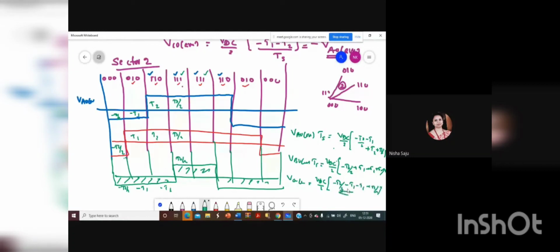So like this, you can generate the pulses in the other sectors also. You just try for sectors 3, 4, 5 and 6, write the equations corresponding to those, and find out the VA0 average, VB0 average and VC0 average. Then if you have any doubt regarding this, you can ask now.